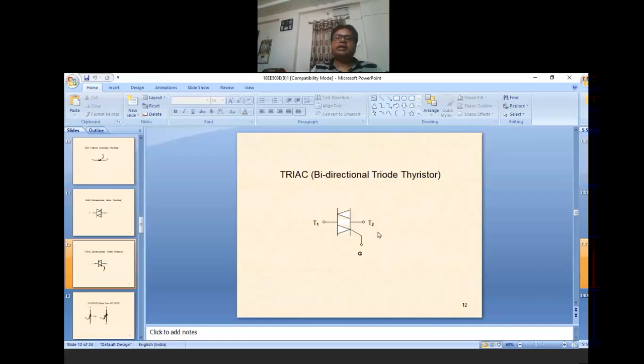The other main device to be discussed is triac. Again, this is also a bidirectional device. Triac also conducts in both directions, so it is called bidirectional triode thyristor. Triode was the name given even before the invention of power electronics, where for a three terminal device it is called as triode. So triac is nothing but a bidirectional triode thyristor where the terminals are designated as T1, T2 and G, a gate.